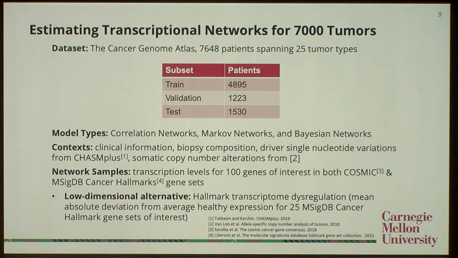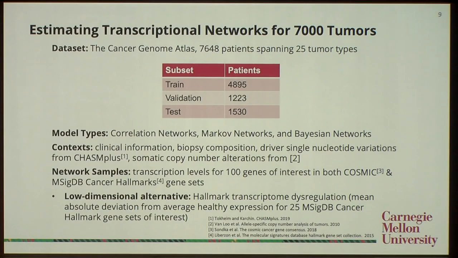We're going to have information about the tumor microenvironment with the biopsy composition, which tells us things like the percentage of normal and tumor cells in a sample, as well as the immune cell infiltration into that tissue. And we're also going to have some information about the genome and genetic information of that tumor with driver single nucleotide variations and somatic copy number alterations for that tumor.